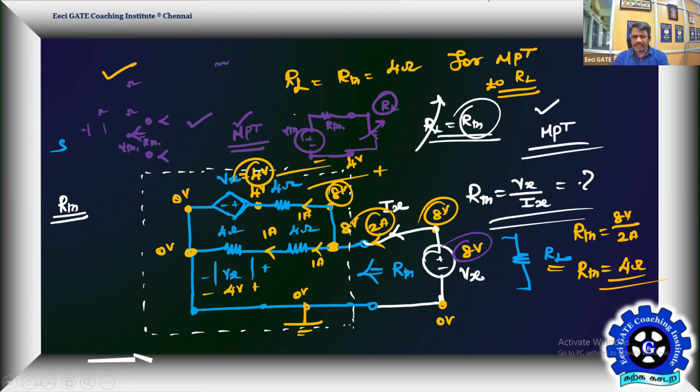Okay, so that's how we can conclude this kind of problems. It's easy, not tough. It's GATE level, but that doesn't mean it's a tough problem. It's a simple problem. You have to go with the simple fundamental of R Thevenin.